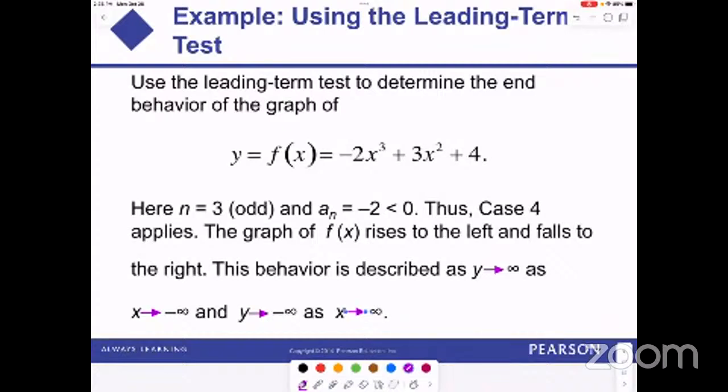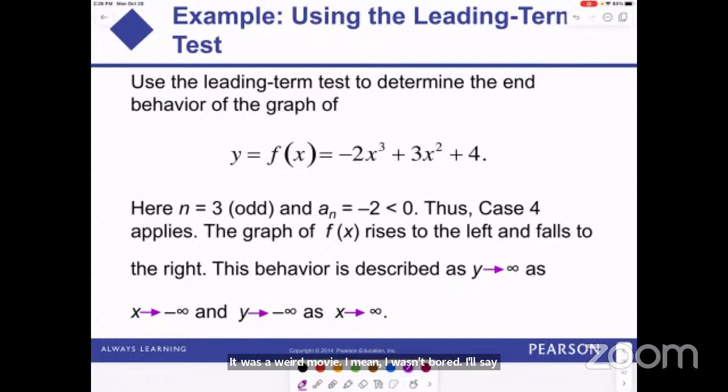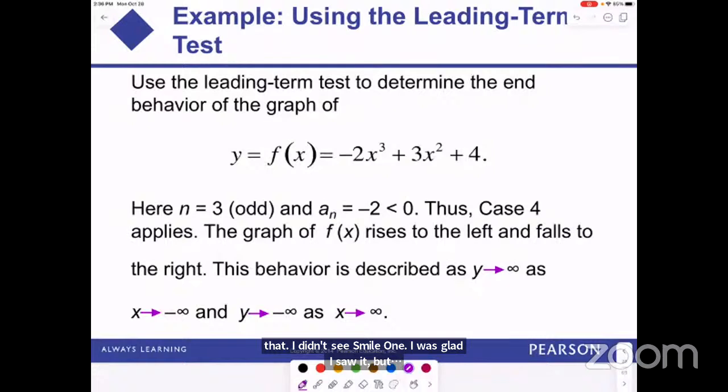Ended up seeing Smile 2. Yeah. It was a weird movie. I mean, I wasn't bored, I'll say that. I didn't see Smile 1. I was glad I saw it, but I don't know. It was a weird movie. It was okay. Give it maybe a 6.7 out of 10. You know, I think I would have been okay if I didn't see it, but I was kind of indifferent about it, to be honest. But if you wanted to see it, I would encourage you to see it. If not, then you'll be okay not watching it.